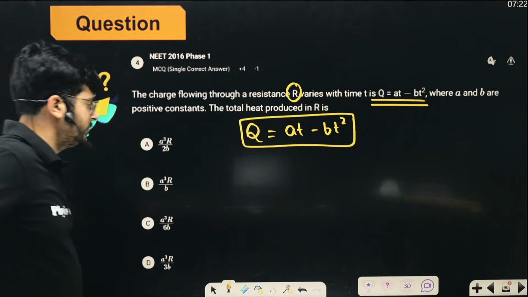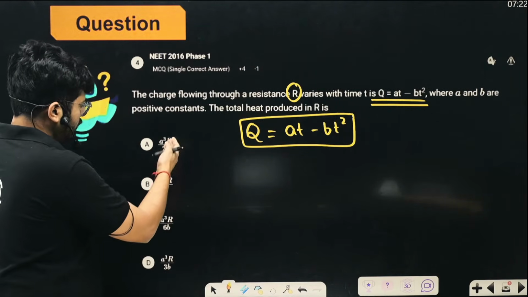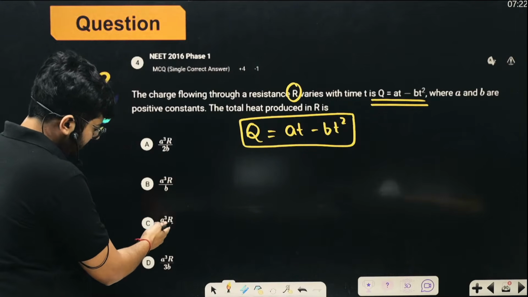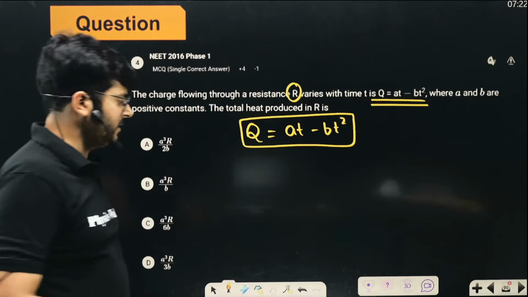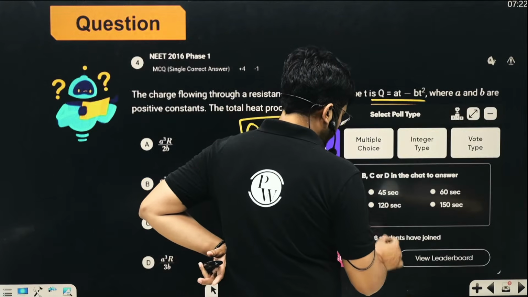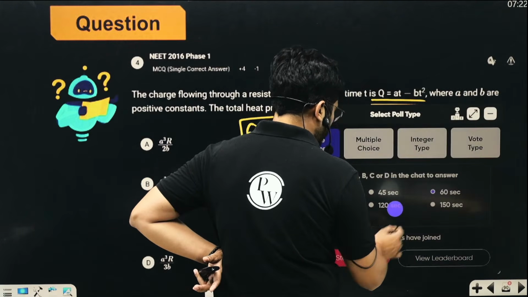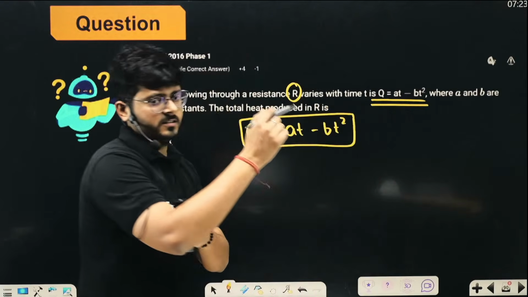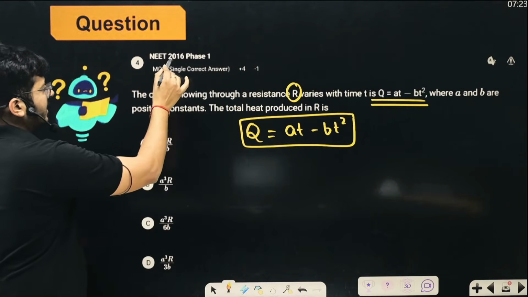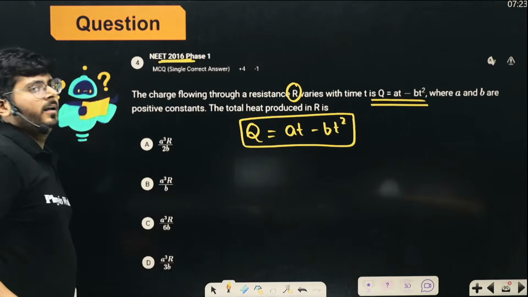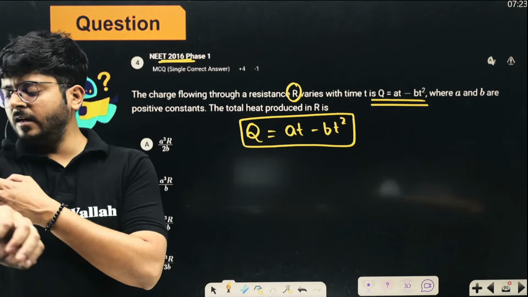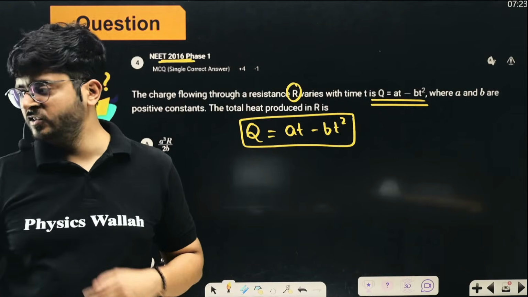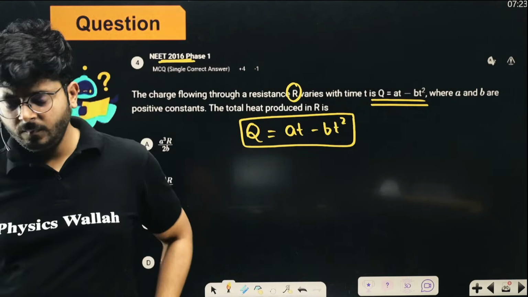Now think about it, right? These are the options you have: a q bar upon 2b, a q bar upon b, a q bar upon 6b, a q bar upon 3b, right? I'll not disturb you for, let's say, a minute. It's a very good question and it will teach you a lot of things. This question was asked again in NEET 2016. In NEET 2016, just 10 years back, the question paper was relatively challenging, right?